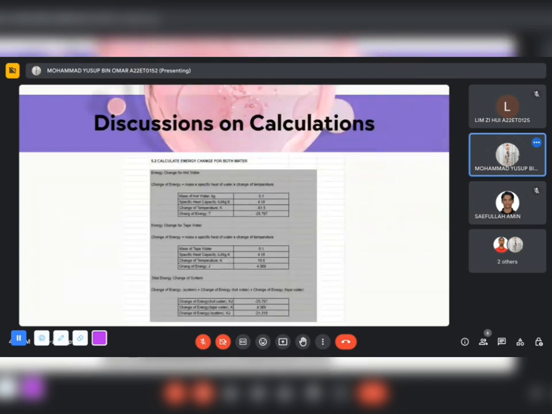In this experiment, about the calculation, it was found that the change in energy of both hot water and cold water was negative 21.318 kilojoules, which is not equal to zero. This is the first law of thermodynamics. The negative sign illustrates that there was heat loss from the system to the surrounding during the experiment, in which not all energy from the hot water was transferred into the cold water.